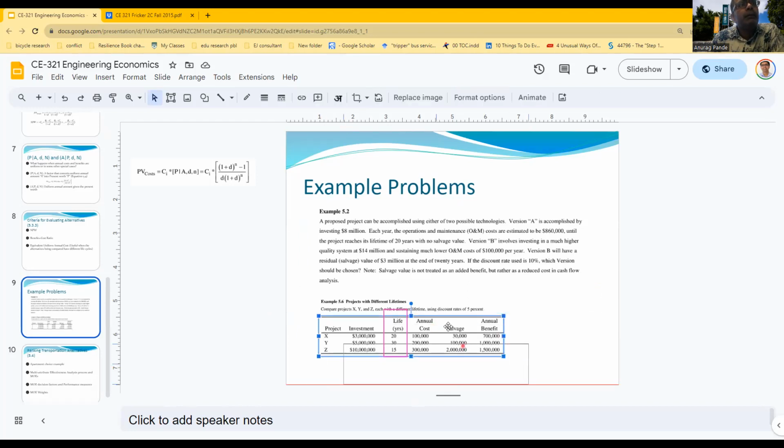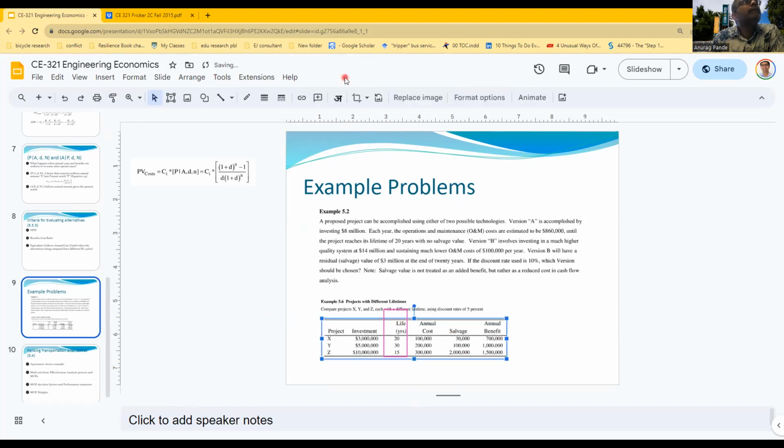I'm going to leave the annual costs and annual benefits untouched in this example, right? Because those are the values that I'm not going to convert, because I want to convert everything into an annualized amount. I will convert this one. They are in today's dollars, and I'll convert them into an annualized series.